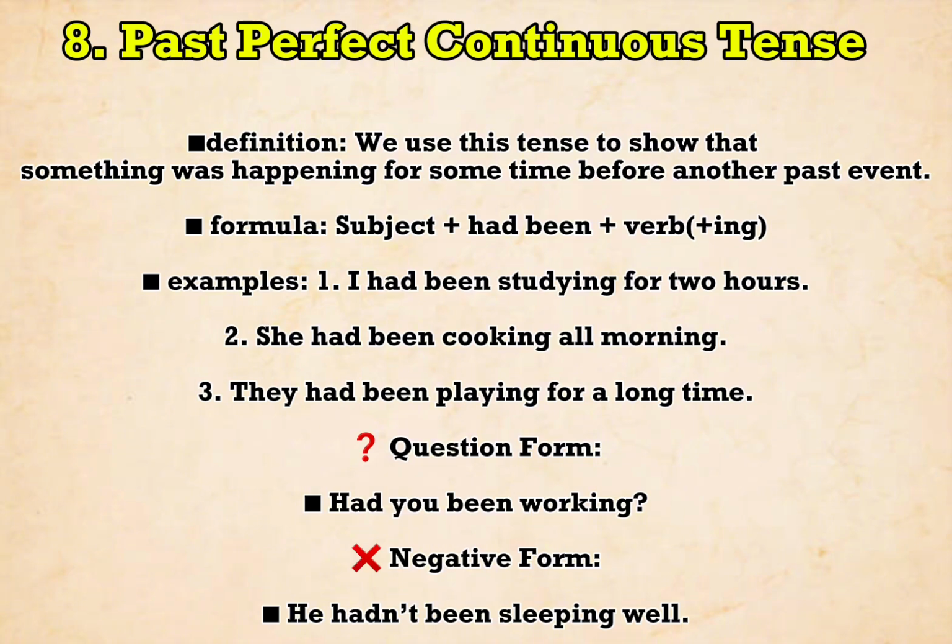Formula: subject + had been + verb-ing. Examples: 1. I had been studying for 2 hours. 2. She had been cooking all morning. 3. They had been playing for a long time. Question form: Had you been working? Negative form: He hadn't been sleeping well.